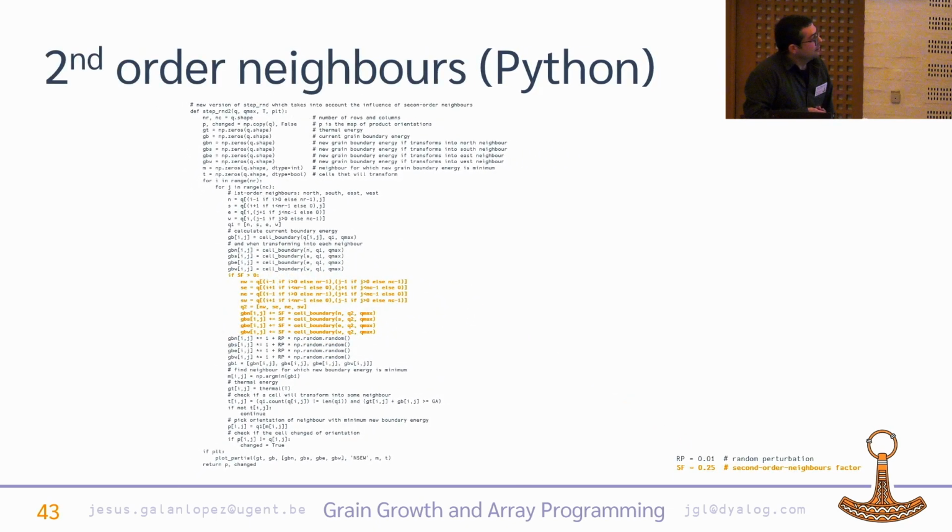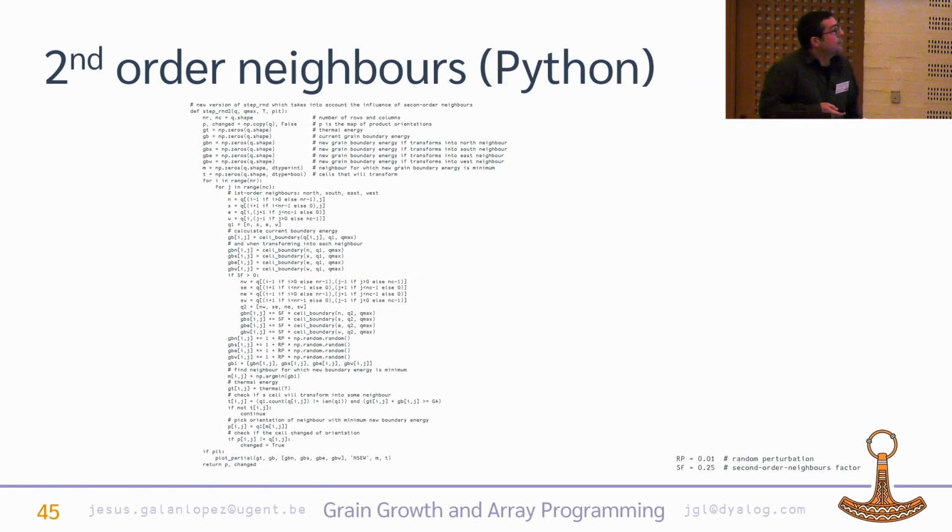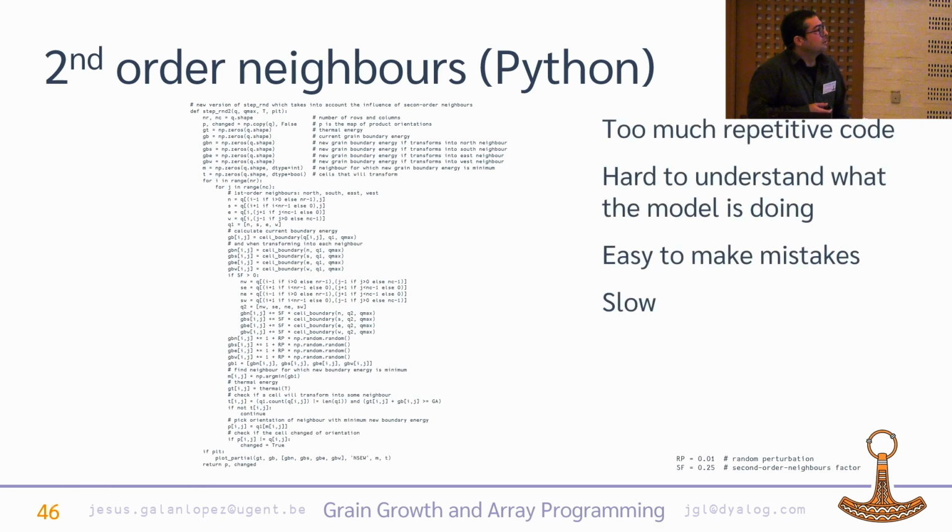And they have something like this with the additional energy. And now the results look quite better. There's still some checkerboard pattern, but more or less it looks quite better. But they have this code. And yeah, this code is not so nice. There is a lot of repetitive code. It's not easy to understand what they are doing. It's easy to make a mistake there because you have to write the same thing again and again and be careful with the indices. Yeah, off-by-one errors are very common here, and it's very slow. This model is very slow.